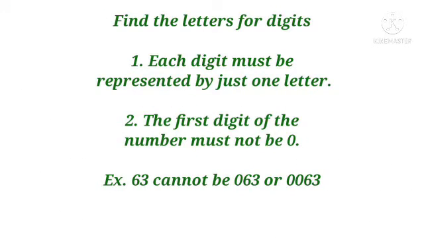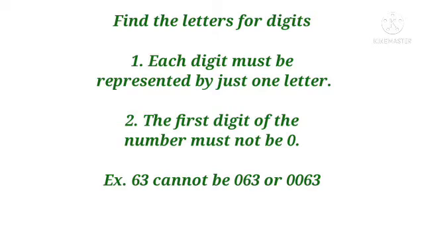Now let us find the letters for digits. Here are two rules we follow while doing these puzzles. Rule number 1. Each letter in the puzzle must stand for just one digit. Each digit must be represented by just one letter. Rule number 2. The first digit of a number cannot be 0. Thus, for example, the number 63 is written as 63 and not as 063 or 0063.